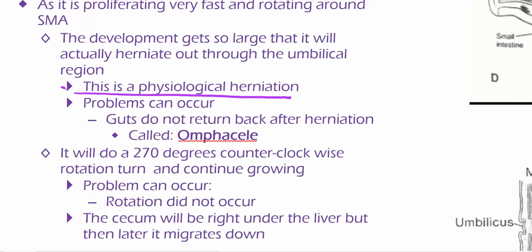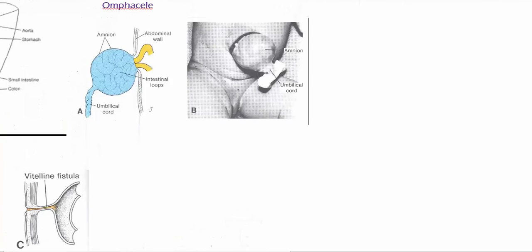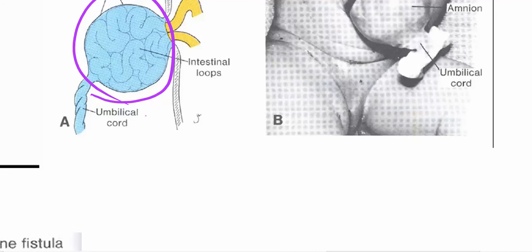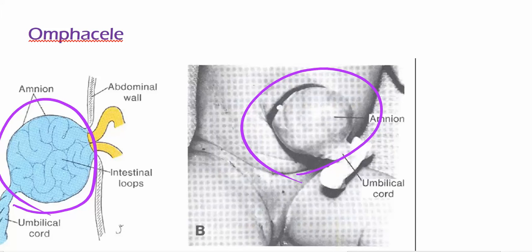So you can have a problem if that herniation does not return back to your peritoneal cavity. If it doesn't return back, it's called an omphalocele, which you can see here. It's a better image. This is where the midgut was growing, proliferating, rotating, and then it started to herniate through the umbilical cord, but then it didn't return back. And then we end up with this omphalocele.